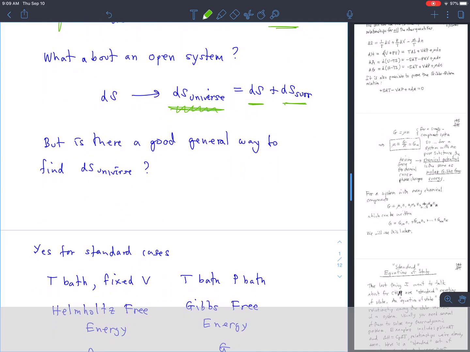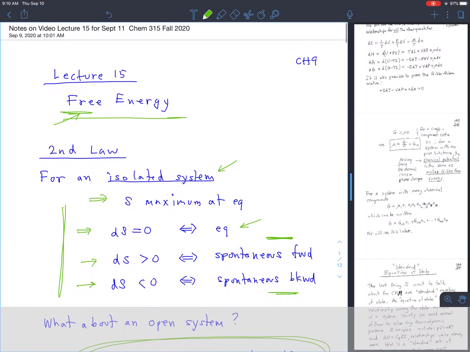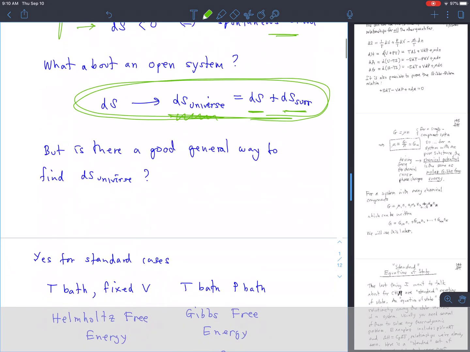They just apply to the total entropy for both system and surroundings, not just to the entropy of the system alone. And we could do all the calculations this way, and I think for a long time in the 19th century, people did do these calculations that way. But easier ways were found, and that's what we're going to talk about. The easier ways involve these free energies, Gibbs free energy and Helmholtz free energy. So let's look at that.